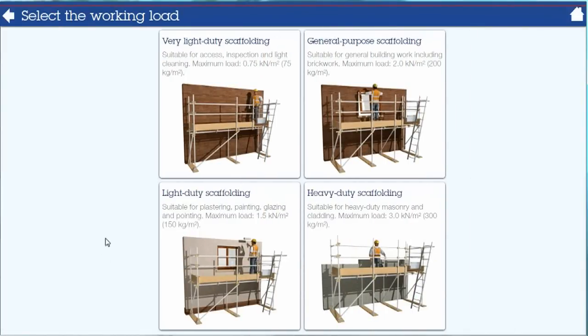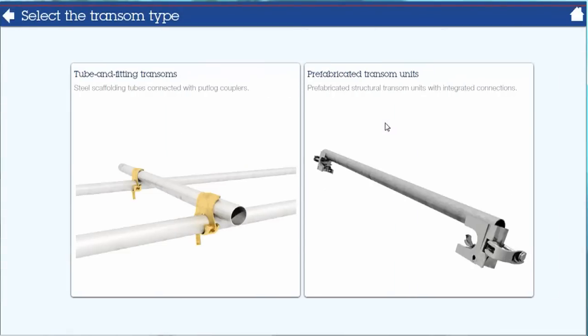Now we choose the required duty of our scaffold. Very light duty, general purpose or heavy duty. We'll choose a general purpose 2 kN per metre squared scaffold loading. Now we choose the transom type. We have options of a prefabricated transom unit or a conventional tube and fitting transom. We'll choose the tube and fitting transom.